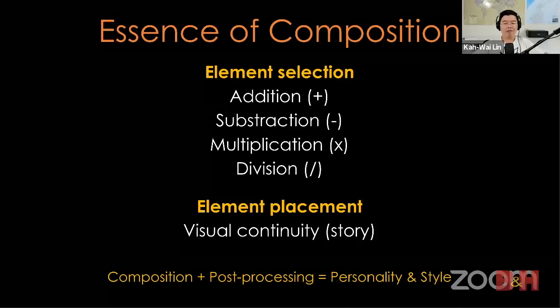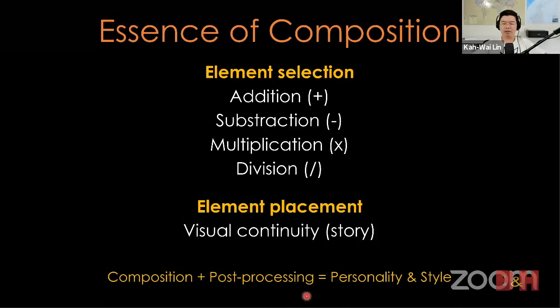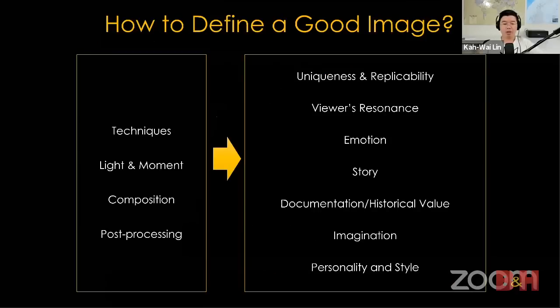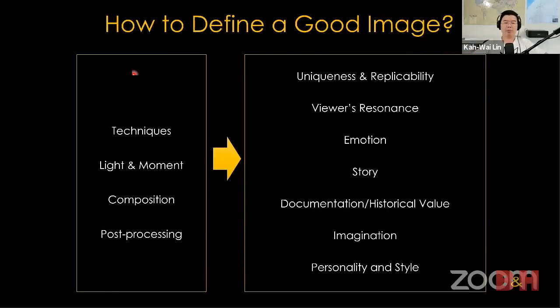I would like to emphasize the importance of post-processing, one of the most important creative processes in photography. With your unique composition style and your unique post-processing workflow, you're able to create an image that belongs to yourself, an image that has your unique style and personality. So to answer my first question in my presentation, how do you define a good image? With the technical skill you master, the use of light, knowing the environment, your unique composition style, and your post-processing workflow, you are able to create an image, but how could you call it a good image?